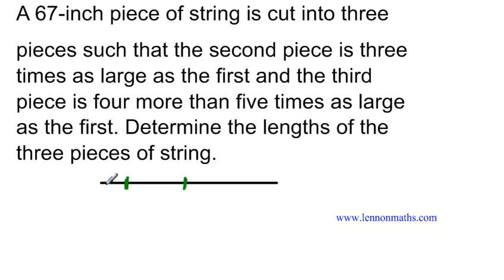This length here, let's call it x, and this length here, that's the second piece. We're told that the second piece is 3 times as large as the first. So the second piece is 3 times the value of this piece, and we call that 3x, or 3 times x. The third piece is 4 more than 5 times as large as the first.